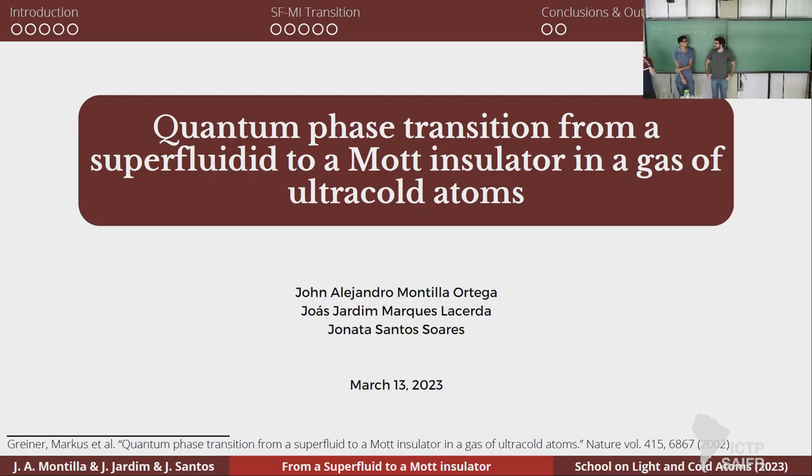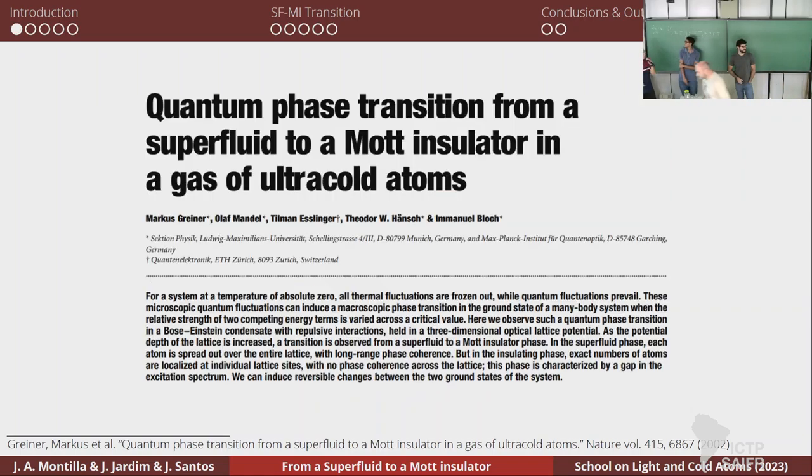Hello everyone. Today we are going to try to explain a little bit about a paper related to the quantum phase transition between a superfluid and a Mott insulator regime. In order to do that, we are going to discuss an article published in Nature titled Quantum Phase Transition from a Superfluid to a Mott Insulator in a Gas of Ultracold Atoms. In particular, these ultracold atoms are going to be bosonic particles.